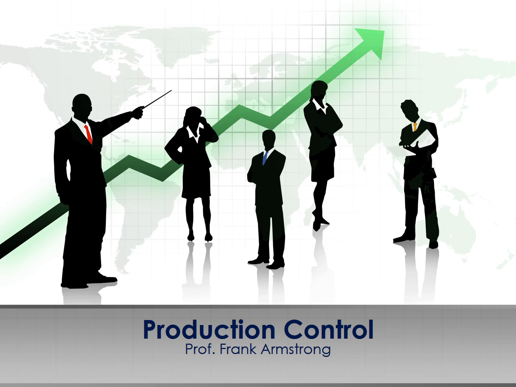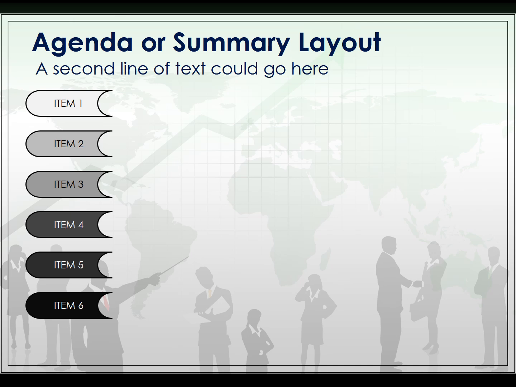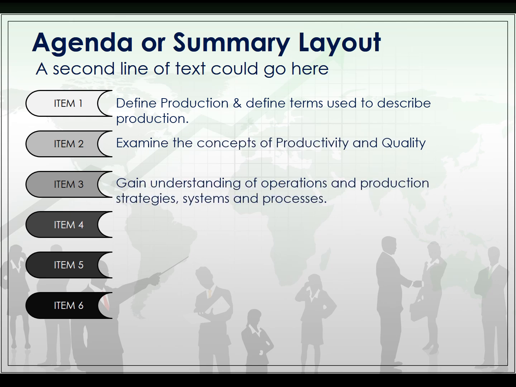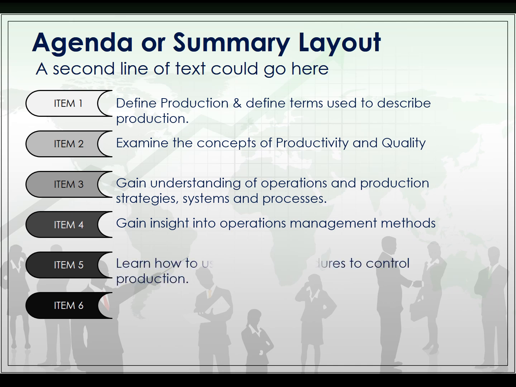We're going to talk about production control in this section. Our objectives here are to define production and define the terms used to describe production. We're going to look at the concepts of productivity and quality. We're going to try to gain some understanding of operations and production strategies, systems, and processes. A little bit of insight into operations management methods, how to use control procedures to control production, and learn of some of the operation control tools.